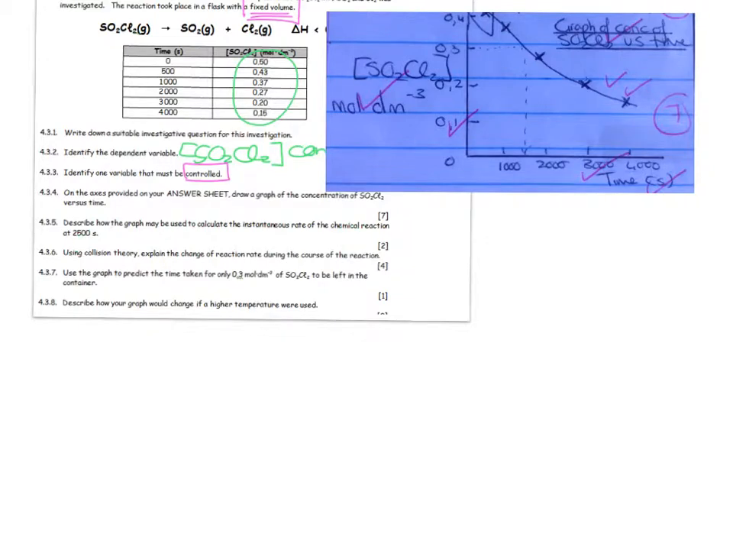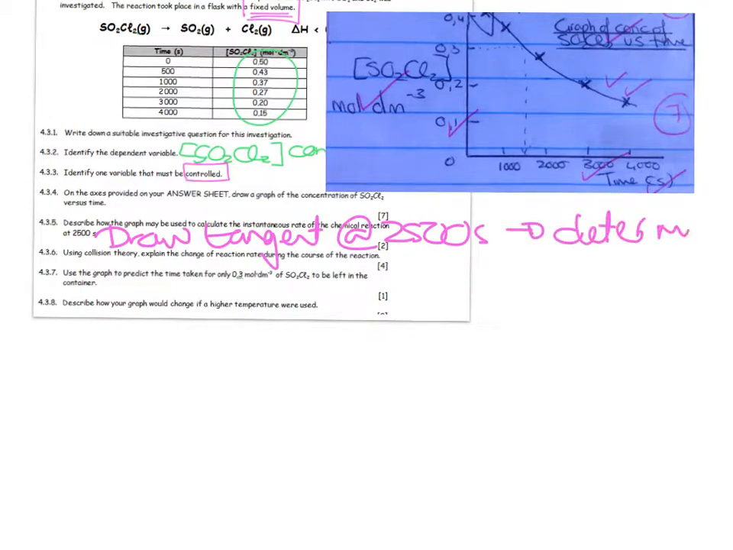You were able to, and most of you did this really nicely, by the way, you were able to draw a tangent. It was a description. You didn't have to actually do it. Draw a tangent at 2500 seconds and then determine the gradient of that tangent. Using collision theory, explain the change of reaction rate during the course of the reaction.